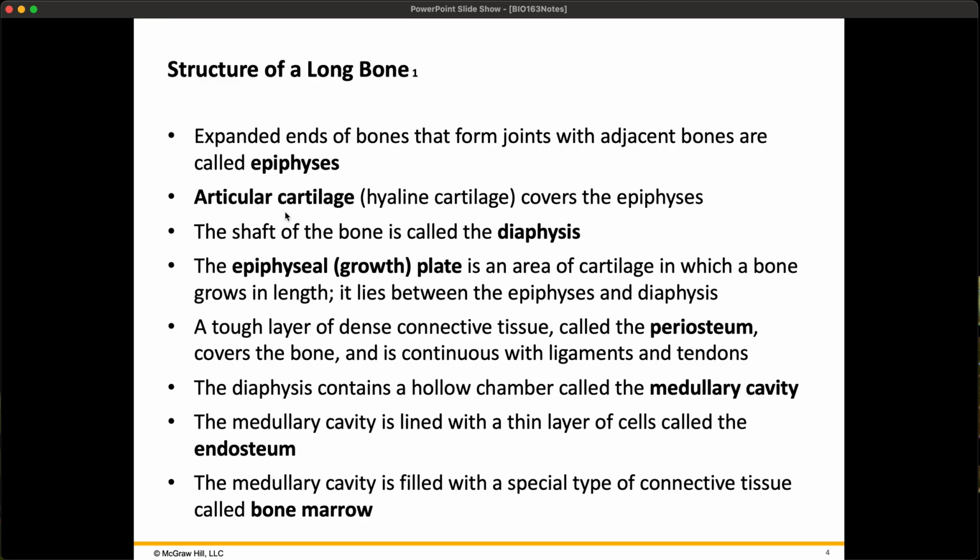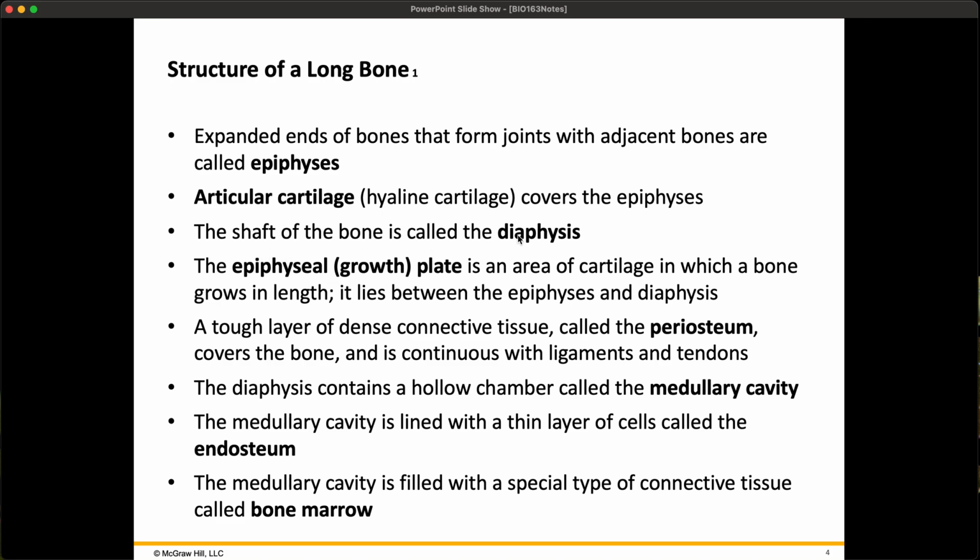There is articular cartilage on the end of your long bones. Covering the epiphyses is this layer of hyaline cartilage that helps with shock absorption and basically prevents the bones from rubbing together. And this word articular, articulate, refers to joints. So where things come together is an articulation. So the articular cartilage is where the bones come together.